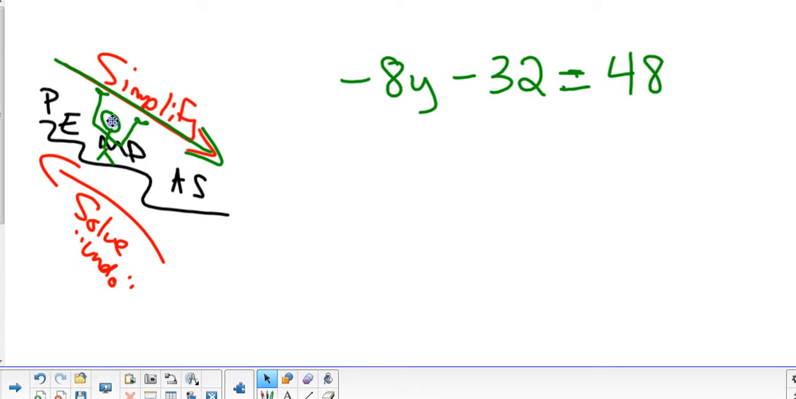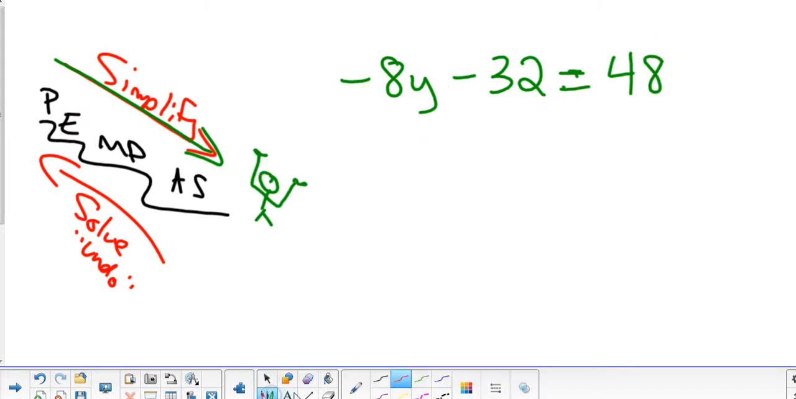Okay, so where's the guy here? Well, again, the simplifying guy, you can just slide all the way down to the bottom because there's no simplifying to do on the left side or the right side. Everything is simplified. There's nothing to do over here and nothing to do over here. Now I'm ready to undo.